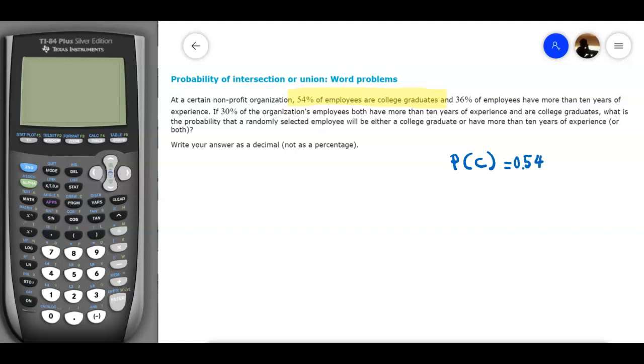And then the next sentence says that 36% of the employees have more than 10 years of experience. So I'm going to call this the probability of T, 10 years, equals 0.36.